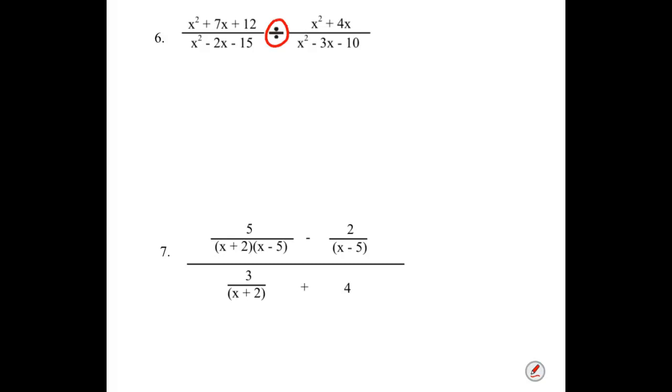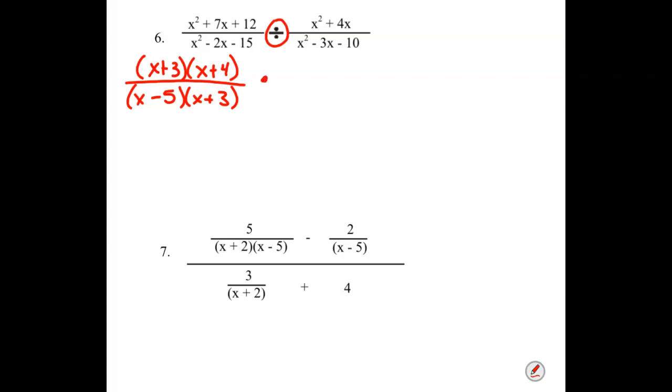So let's go ahead and factor all of this. X squared plus 7x plus 12 would factor into x plus 3 and x plus 4. Our denominator here, x squared minus 2x minus 15, we can factor that one. To get a negative 15, we could use a negative 5 and a positive 3, and those add up to our negative 2 in the middle.